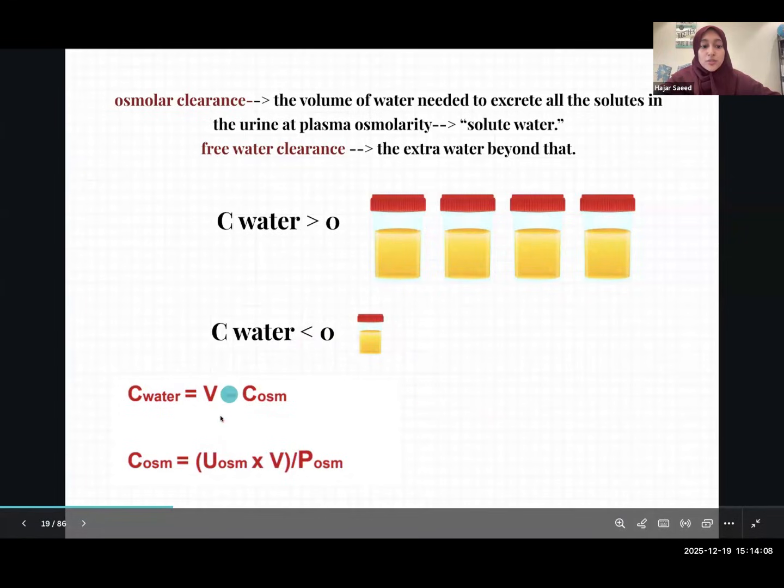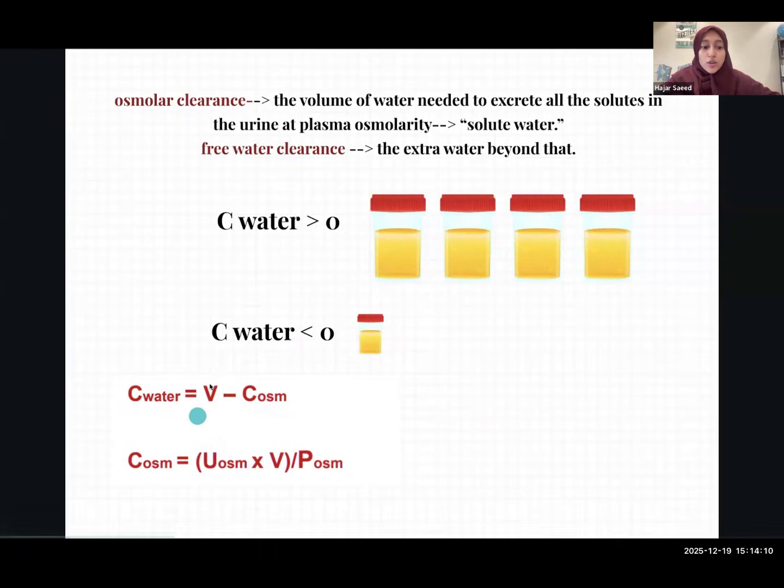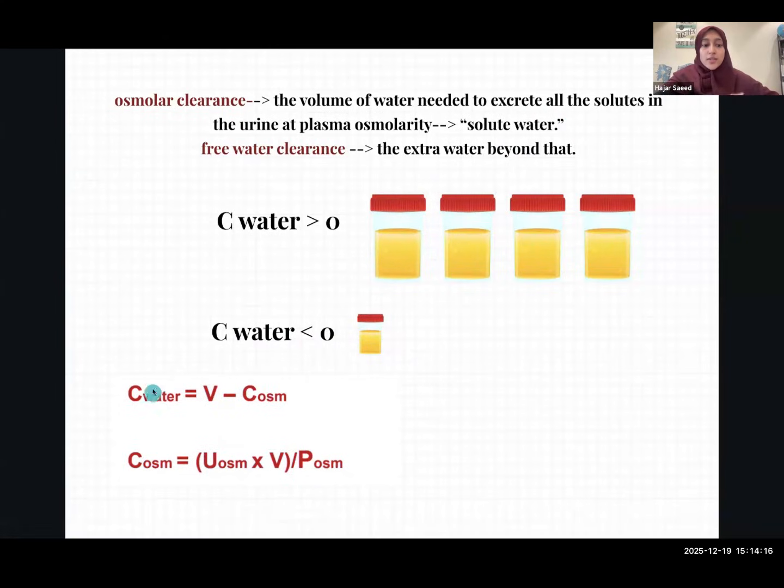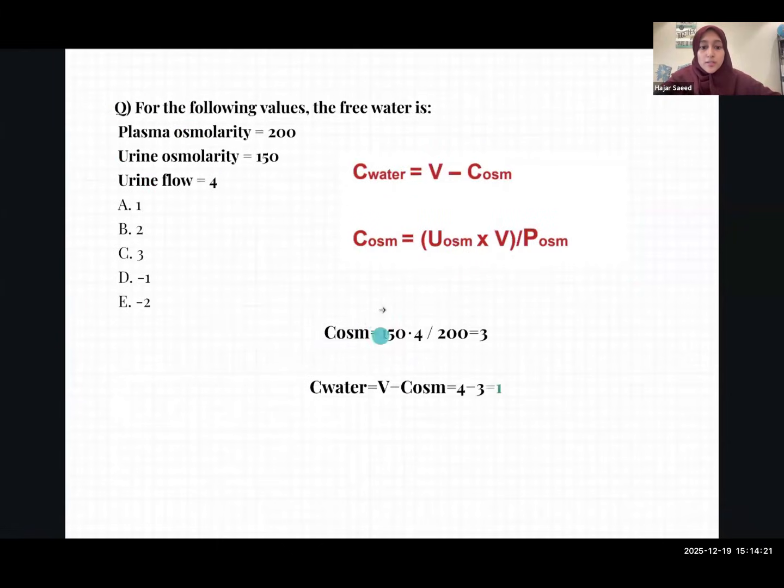And then to get the free water clearance, again, it's the total urine volume minus this solute water, minus the amount we need just to dissolve the solutes. That's going to give us the extra water. Go back to the equation. So basically, serum osmolarity is 150 over 4. So 150 times 4. So urine osmolarity times urine flow divided by plasma osmolarity, that's going to give you 3. Now, the volume of urine minus the osmolarity, it's 4 minus 3, so the answer is 1.